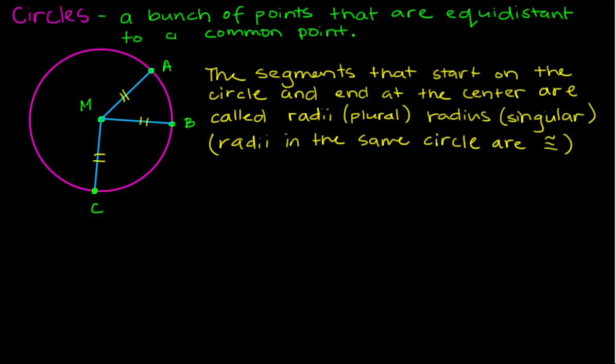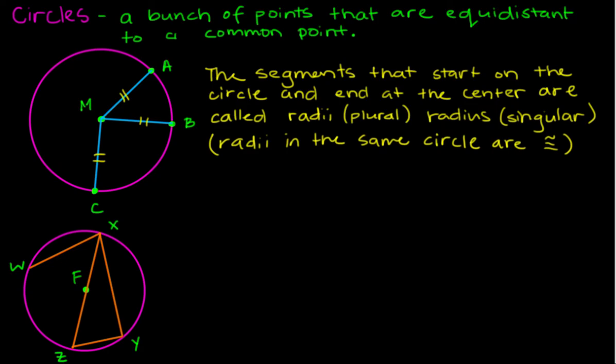So if AM happens to be 10 inches, then that would also tell you that BM is 10 inches and CM is also 10 inches. So what we're going to take away from this is that if you start on the circle and you end at the center, then your segment is what we call a radius. And all radii are congruent to each other.